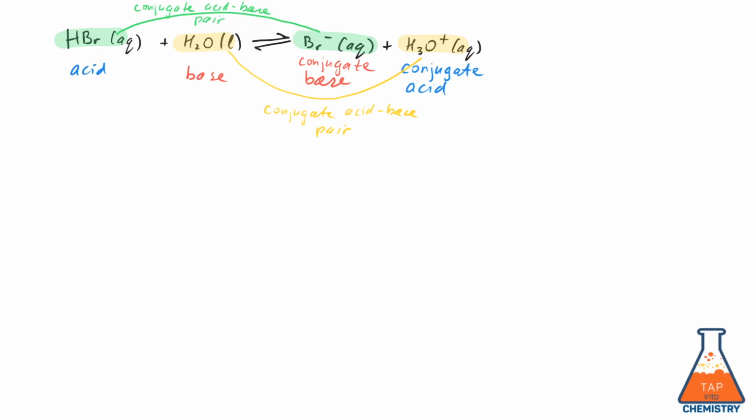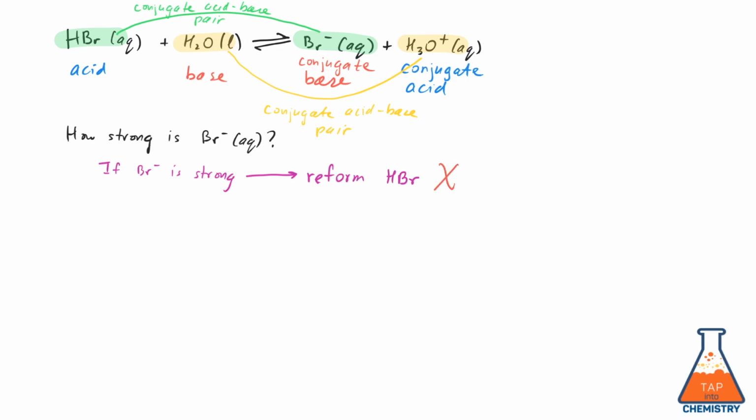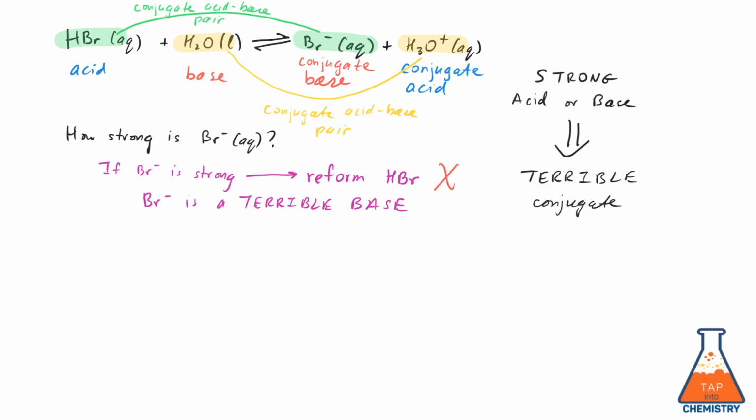Hydrobromic acid is a strong acid, so let's determine the strength of its conjugate base. If bromide was a strong or even a weak conjugate base, then it would react with hydronium to form hydrobromic acid and water, reversing what hydrobromic acid just did. However, we know that a strong acid remains almost fully in its conjugate base form. This means that bromide must be much weaker than a weak base. In fact, it is a terrible base. We can generalize this for all strong acids and bases. Their conjugates must always be terrible acids and bases.